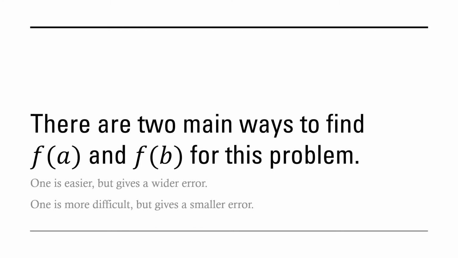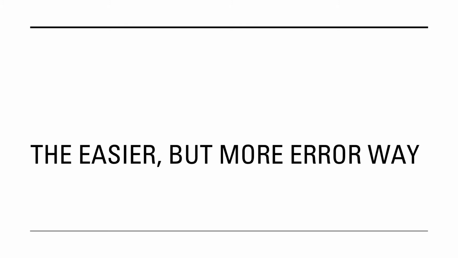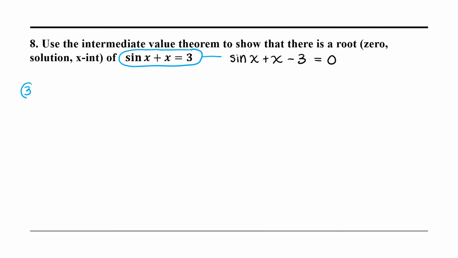Now, there are two main ways to find f of a and f of b for this problem. One is the easier way, but you're going to have a wider margin of error, and one is the more difficult way, but it's going to give you a smaller error band, so it's a little bit more accurate or precise. We'll start with the easier but more error-filled way. So let's find f of a and f of b.